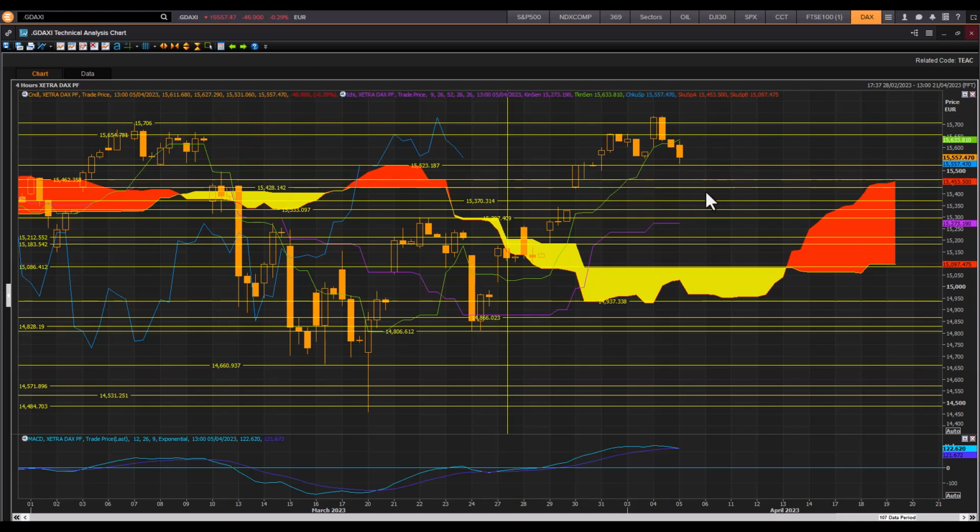Now, at this point, by the time the DAX got to this 15,700 zone, it was well extended from the top end of this cloud chart. We look at the distance between the cloud and the price action, and then expected some form of a consolidation.